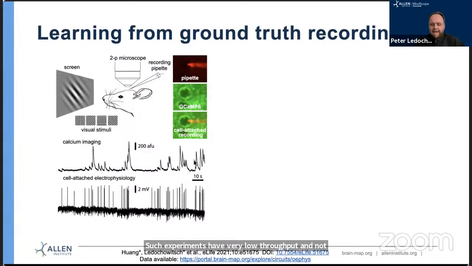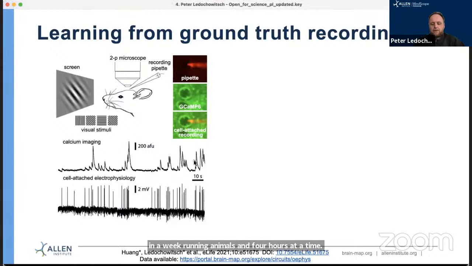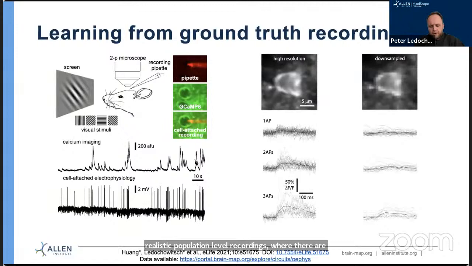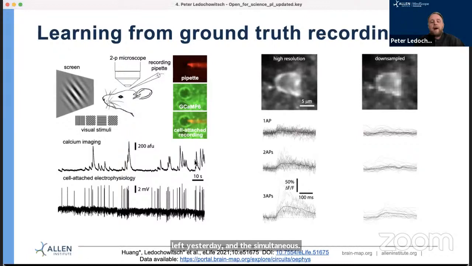While we collected the 2P data at the highest available spatiotemporal resolution, we have carefully downsampled it to match the sampling rate and noise levels of realistic population level recordings where there are comparatively much fewer pixels per soma, and the average action potential associated calcium spike is smaller and more variable. Our paper describing this work just appeared in eLife yesterday, and the simultaneous recorded calibration data set is also publicly available via the link below. I believe there was a question in the chat about that earlier.